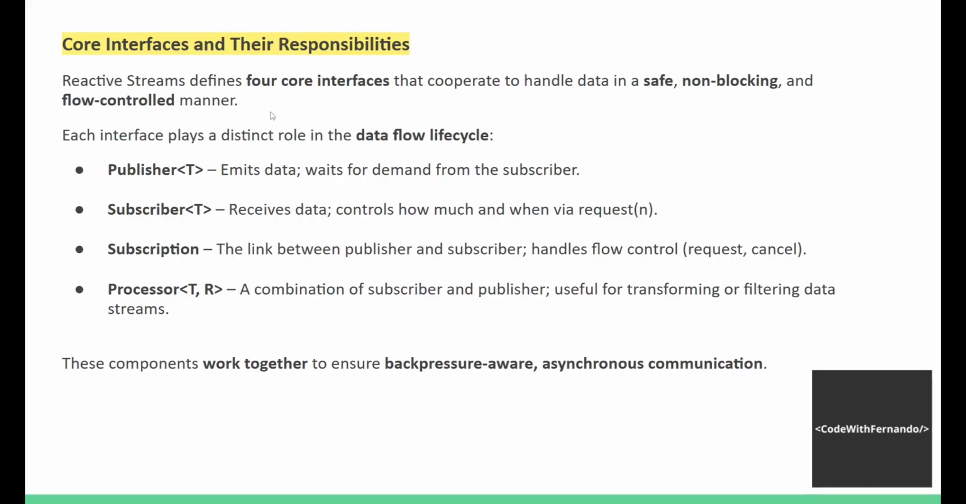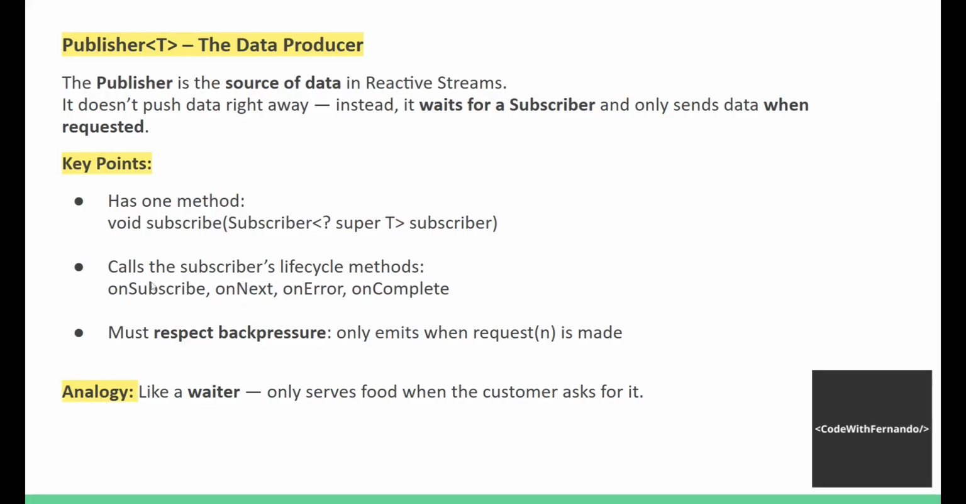So let's see the core interfaces and their responsibilities. Reactive Streams defines four core interfaces: Publisher, Subscriber, Subscription, and Processor. Let's see how they all work together. First, we have the Publisher, the data producer. The publisher is the one who produces the data, the source of data. It doesn't push data right away. Instead, it waits for a subscriber and only sends data when requested.